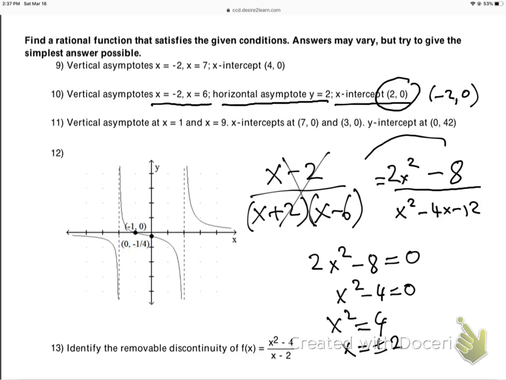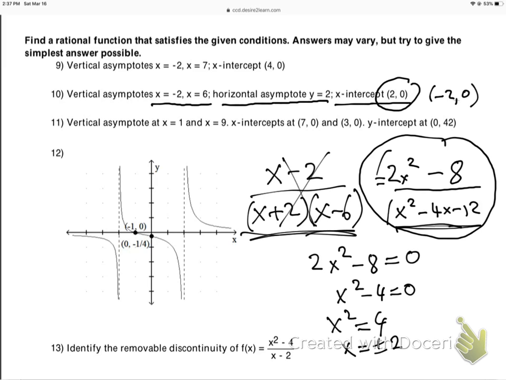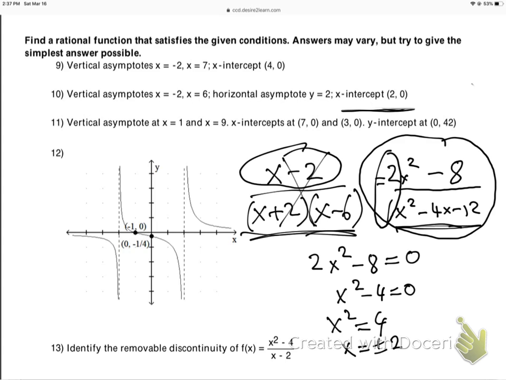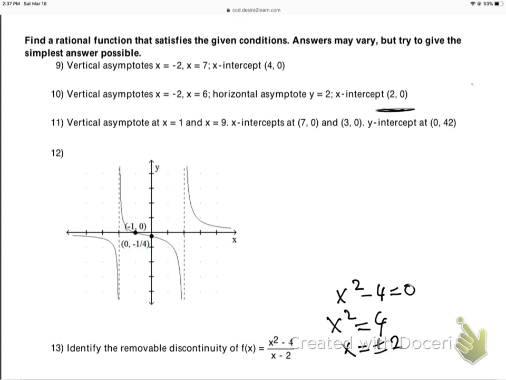So this works, okay? It will give me the vertical asymptotes, which are fairly straightforward. It will give me the horizontal asymptote, 2/1. But it'll also give me the x-intercept. It's not as simple as that for this one. There you go. So again, it gets a little bit harder. Let's take a look at the next one.